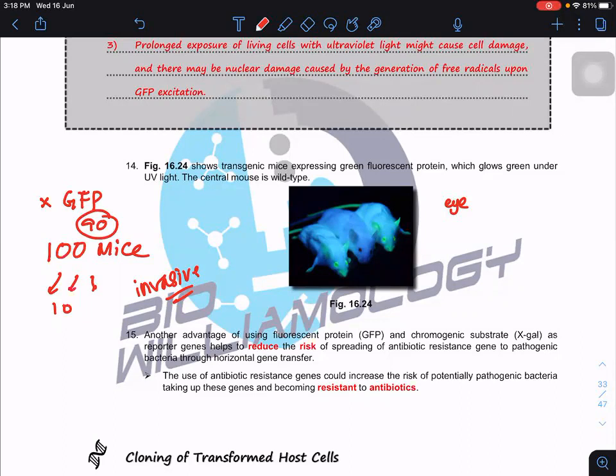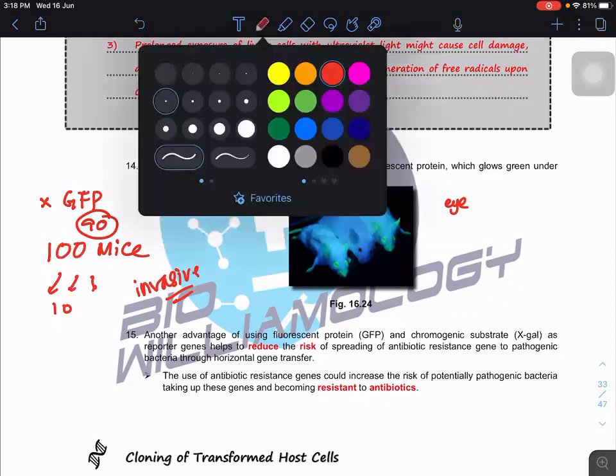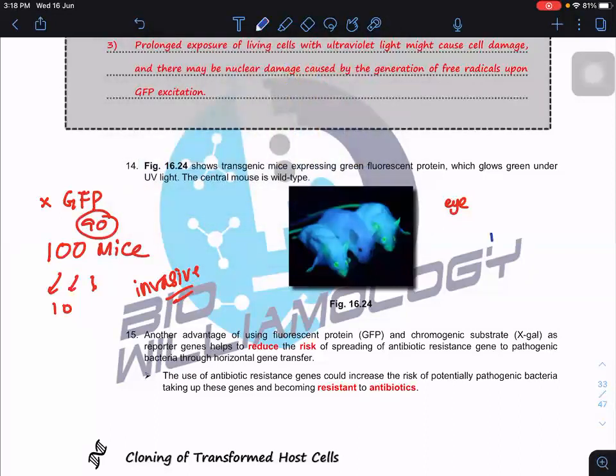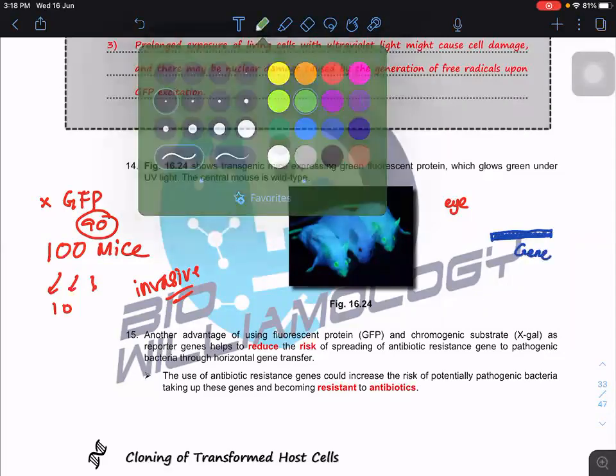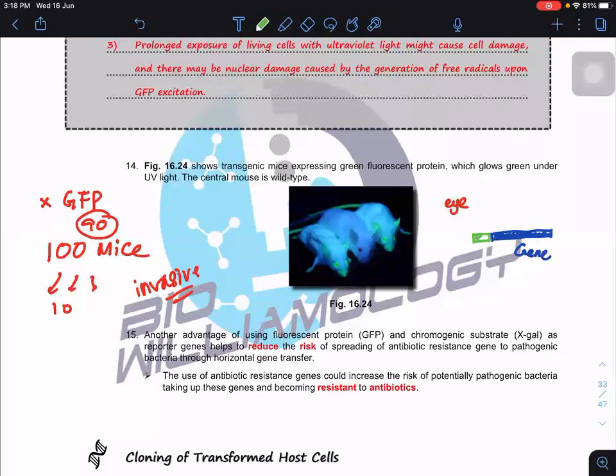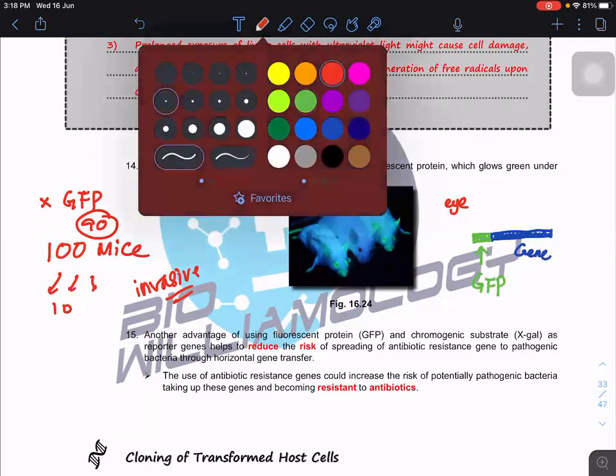Let's say I take 10, and 9 of them develop the disease, so 90% developed. So your sample won't tell us directly how accurate this is, or whether the mice have taken up the gene of interest. But with the green fluorescent protein, what we can do is tag our gene of interest along with the green fluorescent protein gene, GFP, and they share the same promoter.